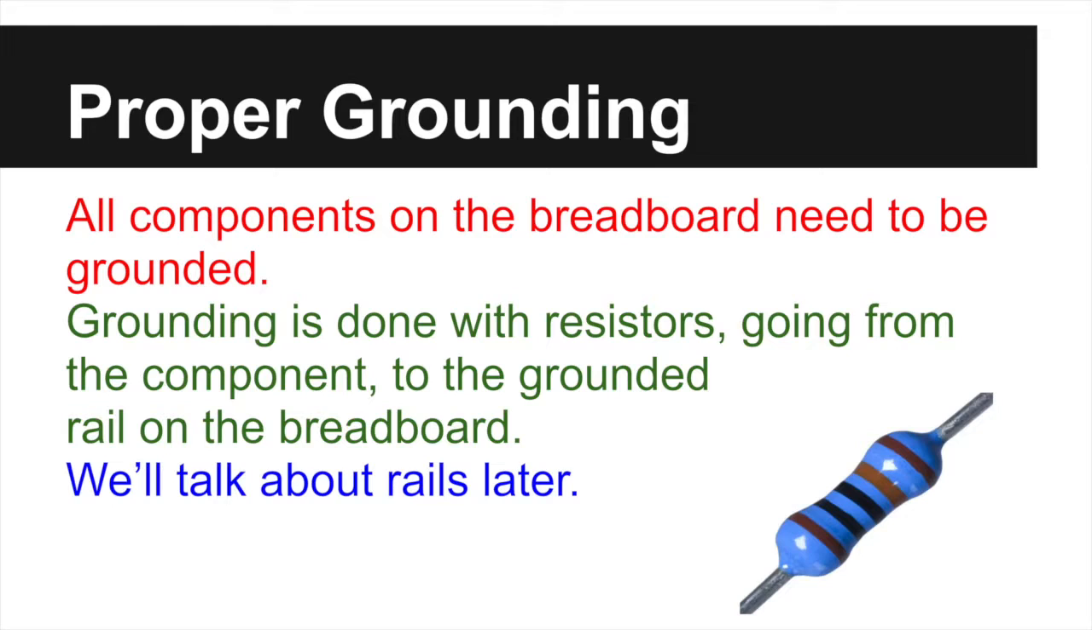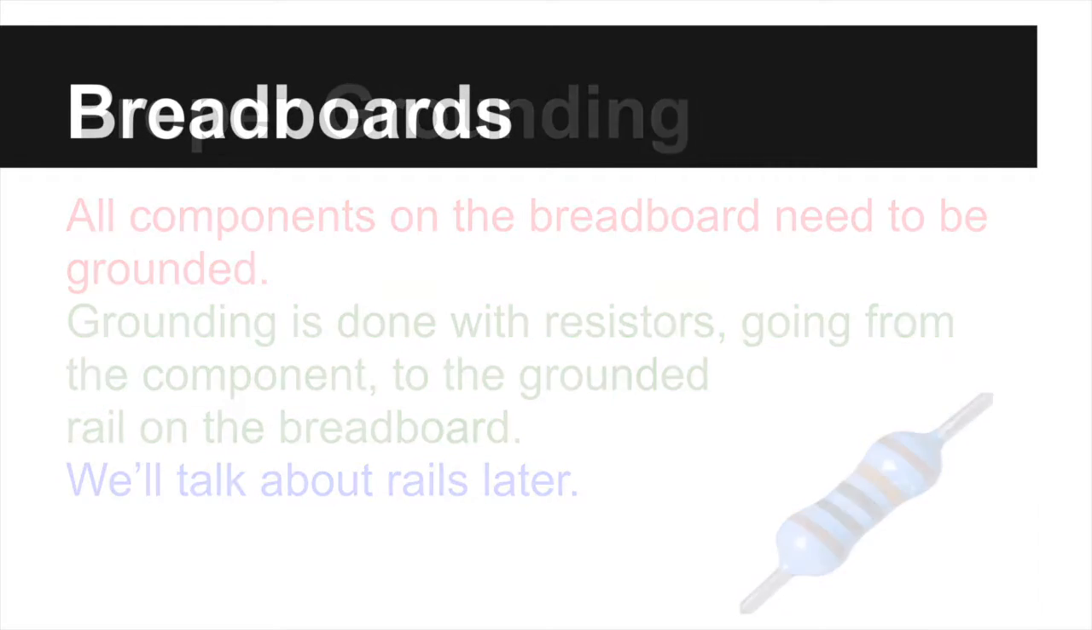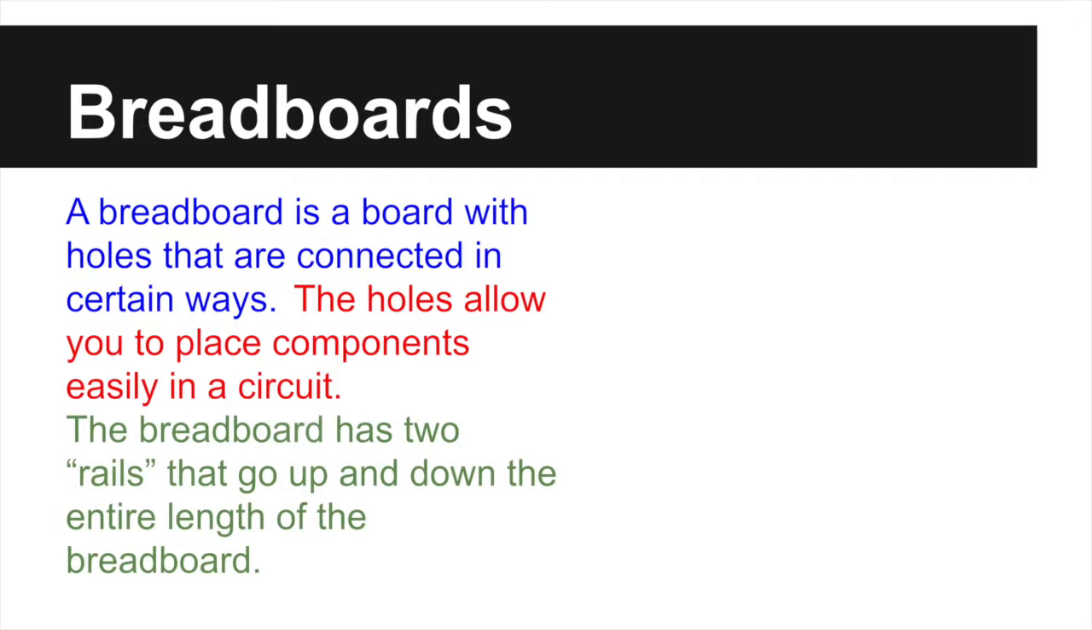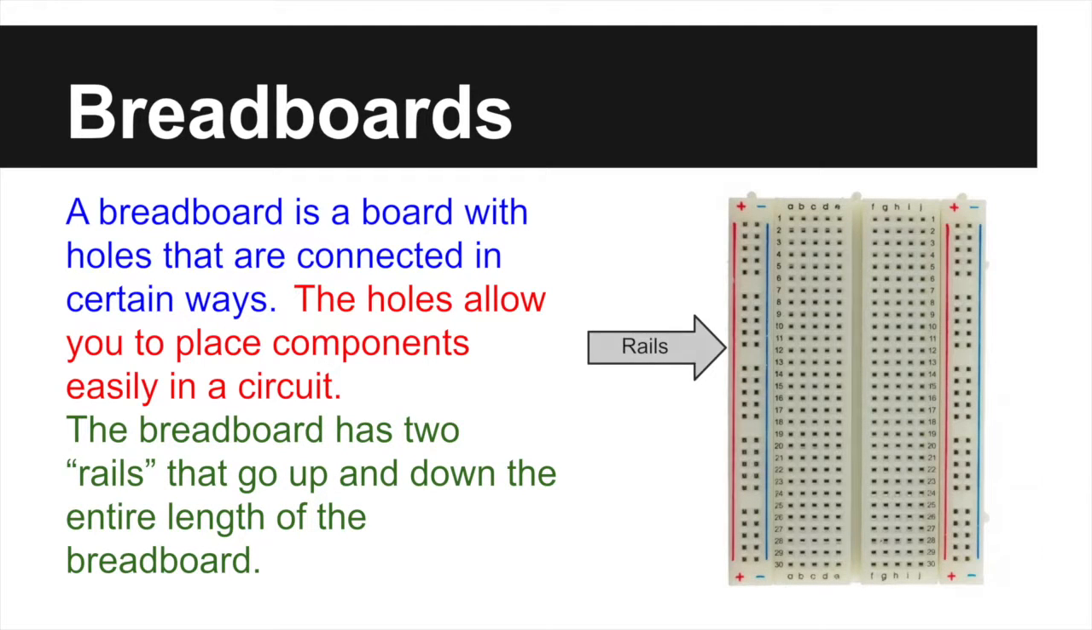Okay? But just know that every single component must be grounded, and that grounding is done with the resistors going from the component to the grounded rail on the breadboard. Okay, so what are these breadboards that we've been talking about? Well, a breadboard is a board, essentially, with holes that are connected in certain ways. So these holes allow you to place components easily in a circuit, and these holes are connected in certain ways that will help you create circuits a lot easier.